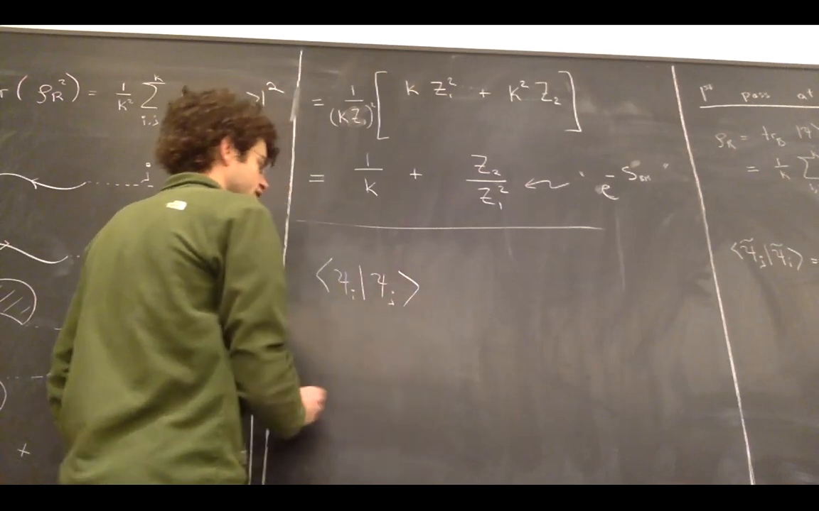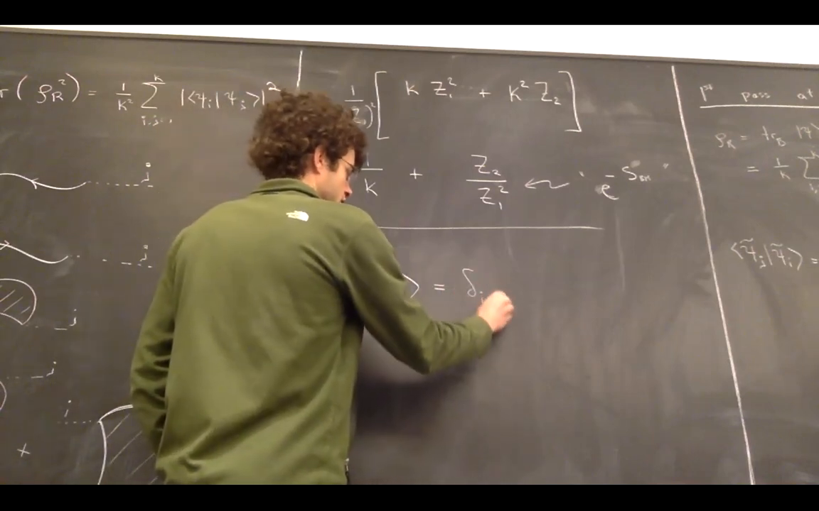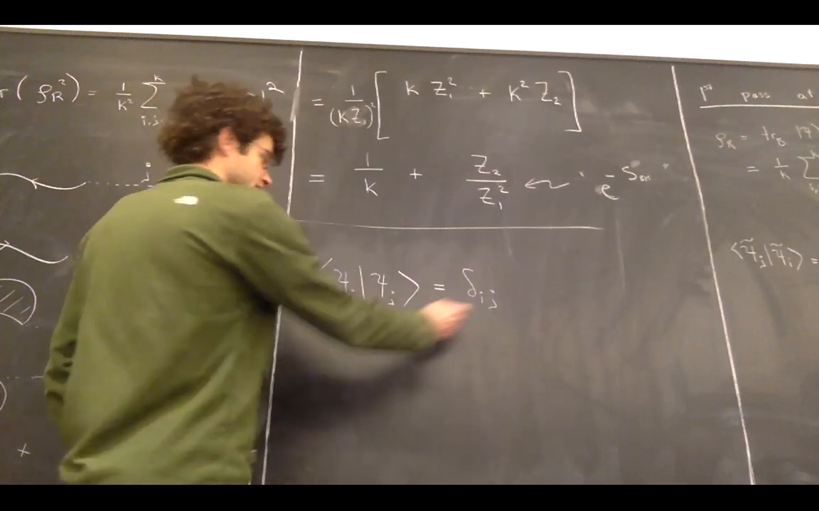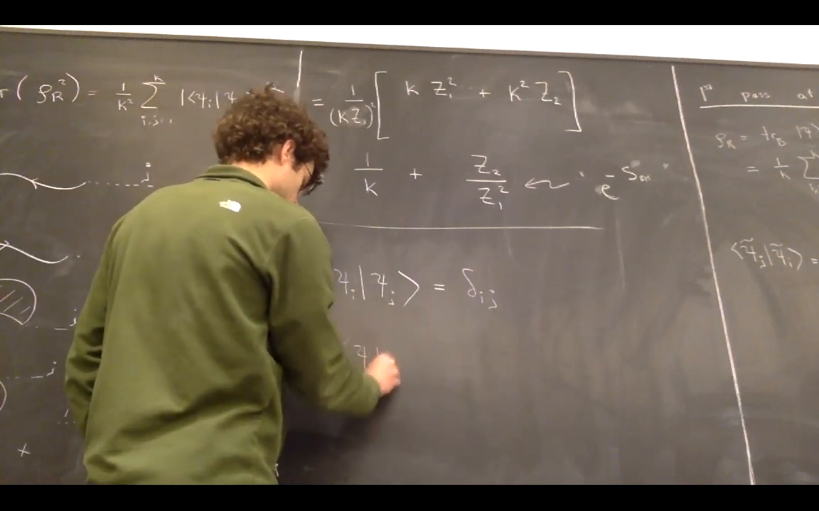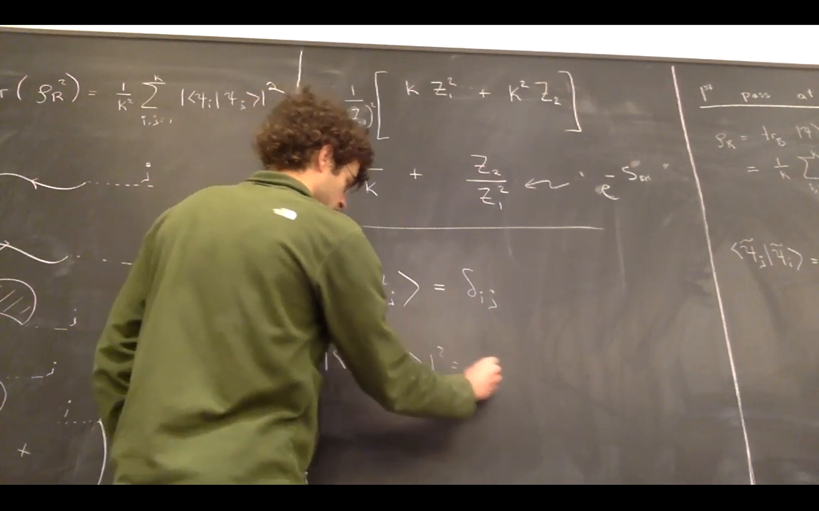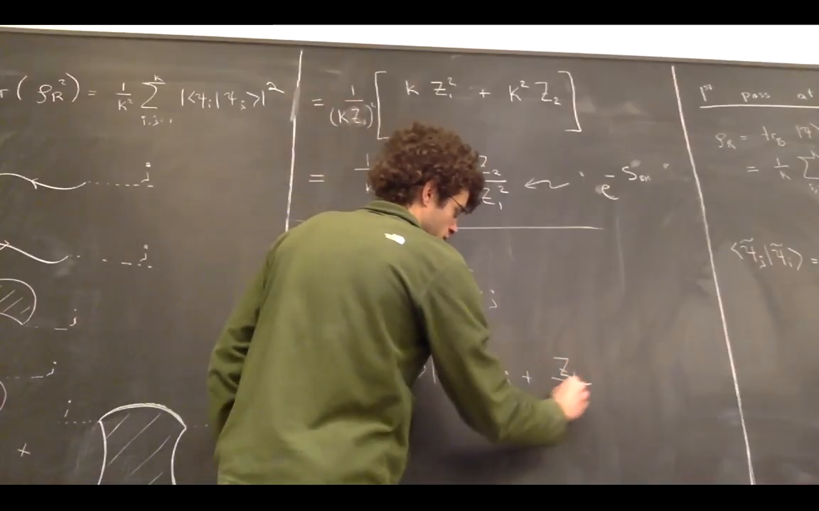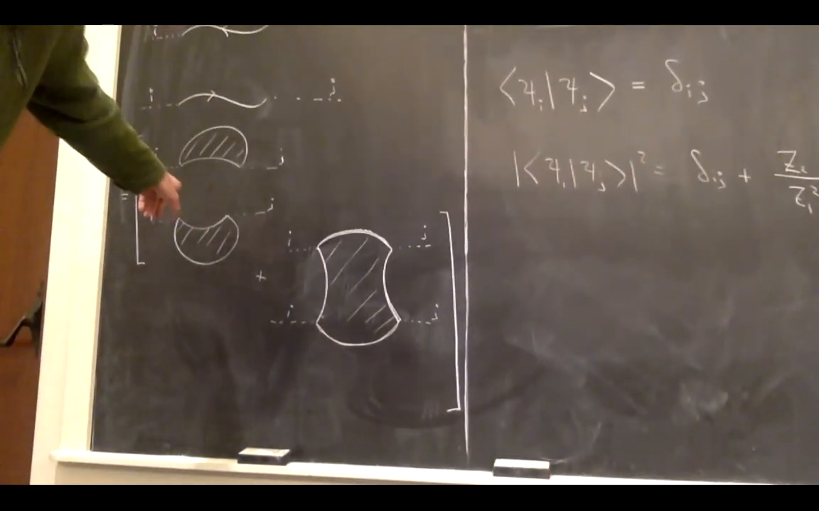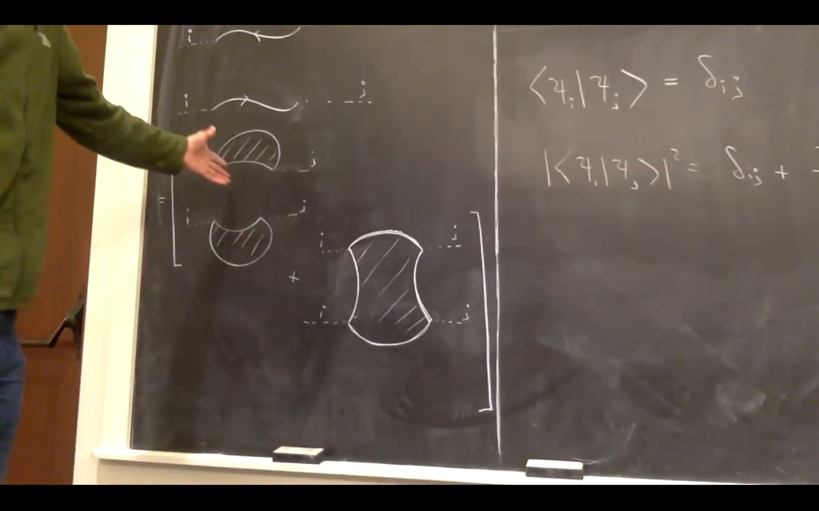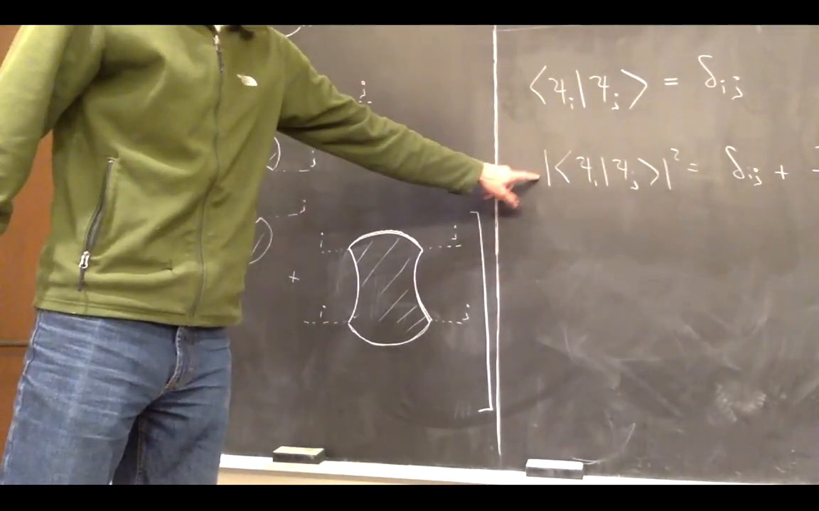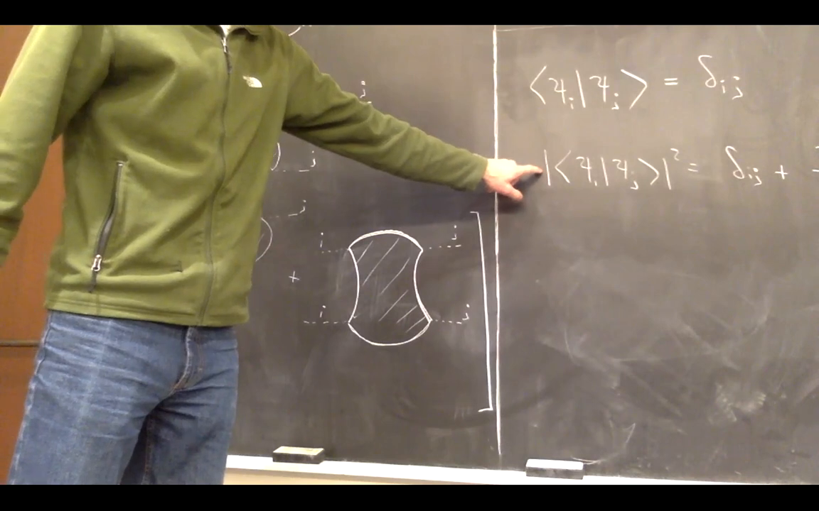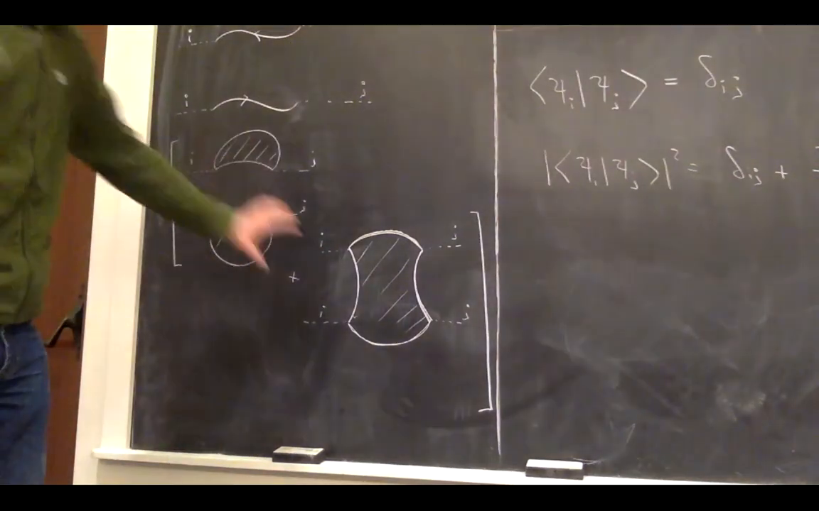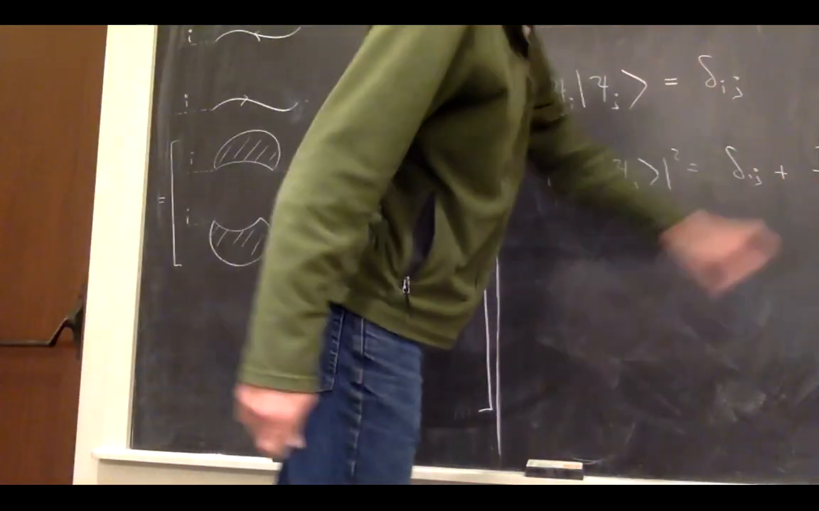It can be traced to the following sort of weird fact, that the gravitational path integral predicts that this inner product is delta ij, but its square is delta ij plus z2 over z1 squared. So what we're computing in this drawing here is really just the second line here, the square of this inner product. And the two terms here contribute delta ij plus z2 over z1 squared.